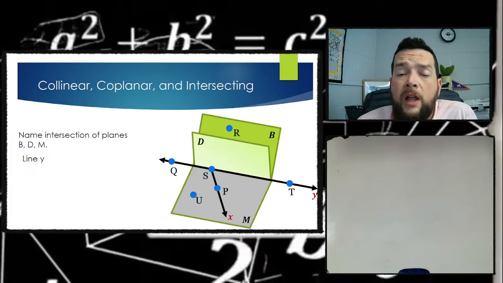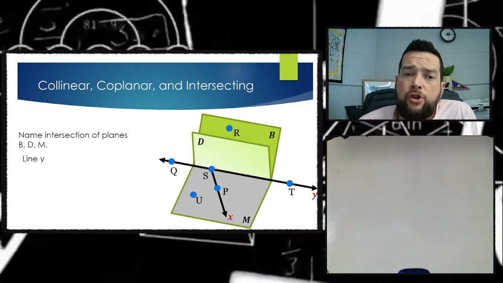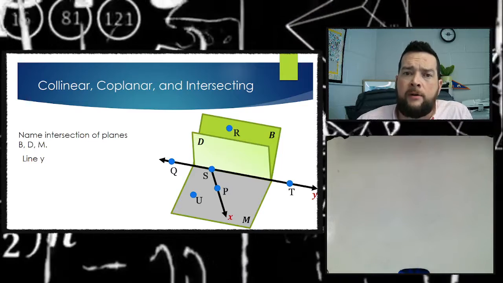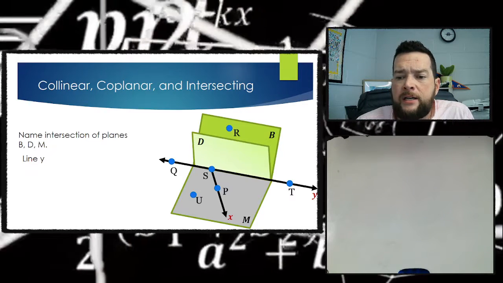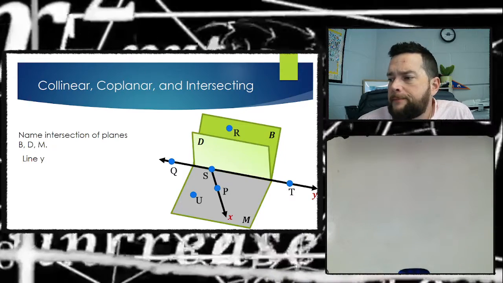So the whole line is their intersection. So you just need to get into the habit of understanding that when you've got intersecting planes, they intersect each other on a single line.